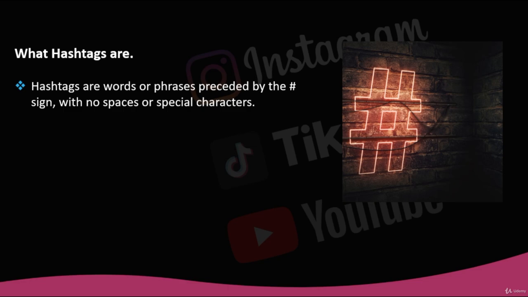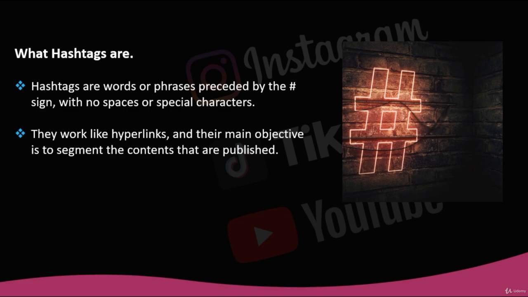Hashtags are words or phrases preceded by the hash sign with no spaces or special characters. They work like hyperlinks, and their main objective is to segment the contents that are published. So for example, if you use the hashtag love on several posts, whenever you click on it, you will see those same posts, plus others from public accounts that have used the same hashtag.